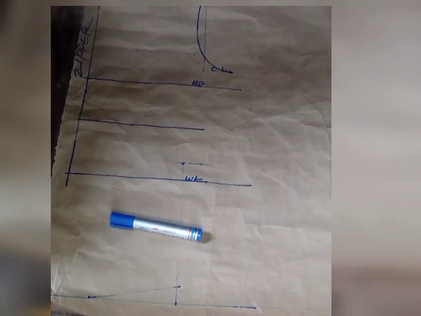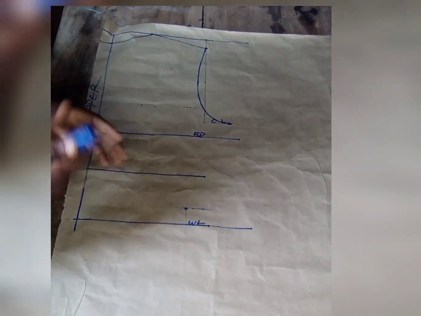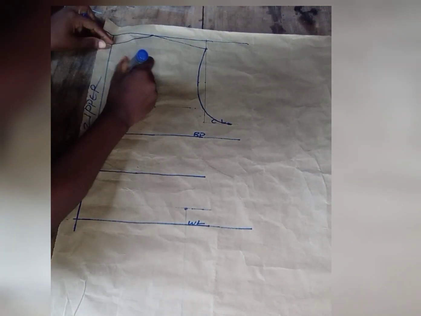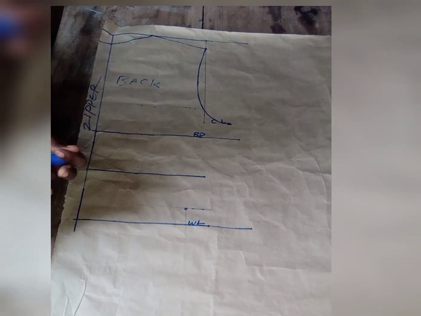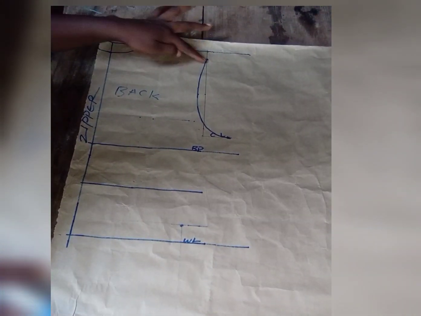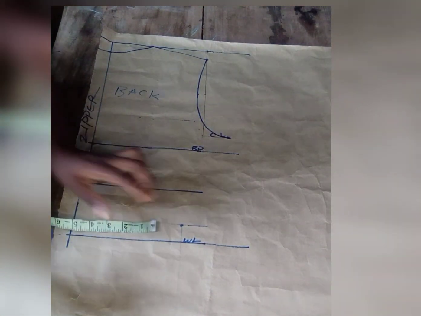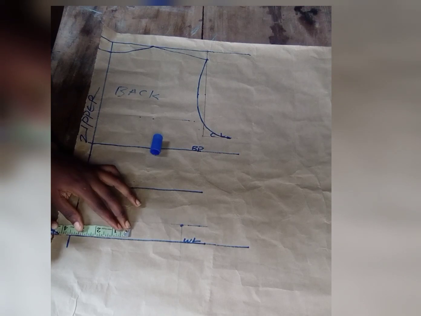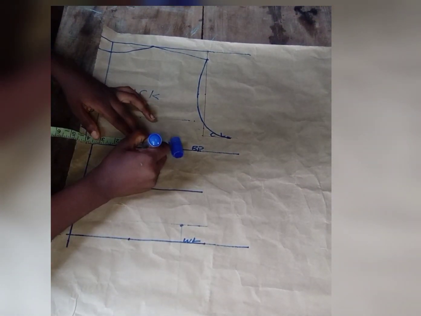So this is our back bodice. The measurement for the neck is 3 inches width and 1 inch depth. Then on the armhole, I went down by 1.1 inches. Then 1 inch for zipper allowance. So after doing that, the next thing we are going to do is to take our dart measurement. Our nipple to nipple is 7 inches divided by 2 is 3.5.